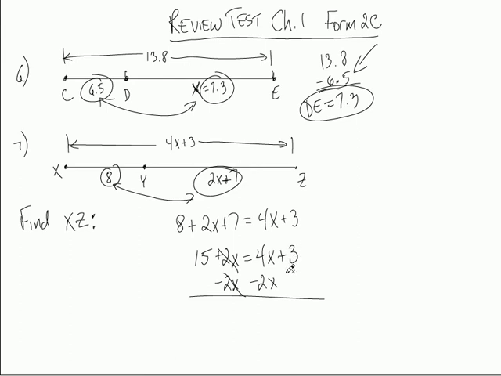Let's get rid of the 3 now. Subtract a 3 from both sides. You remember this from Algebra 1, don't you? All right, what do we get? We get a 12 over here, and we get a 2x right here. Right? 4x minus 2x is 2x. Divide both sides by 2. What's x? How about 6?